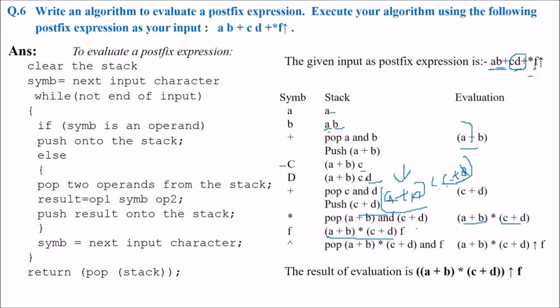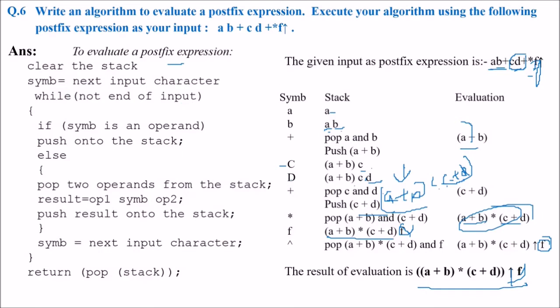Then F has come, so we will push F on the stack, and then this operation has come, so we'll pop the result and F, apply this, and finally this is the expression. So the result of the evaluation is: A plus B first into C plus D, then cap, and then F. So we first clear the stack, and then we input the next input character.